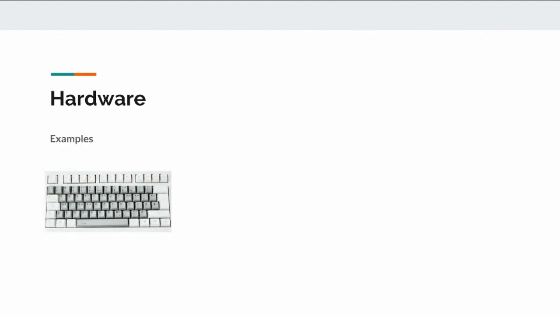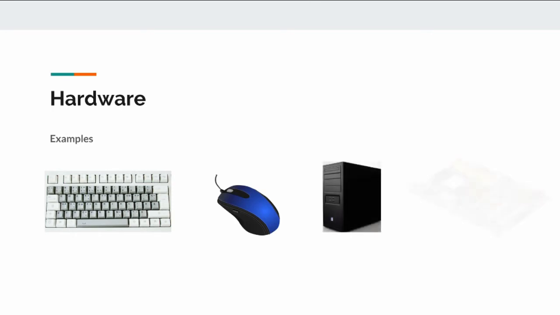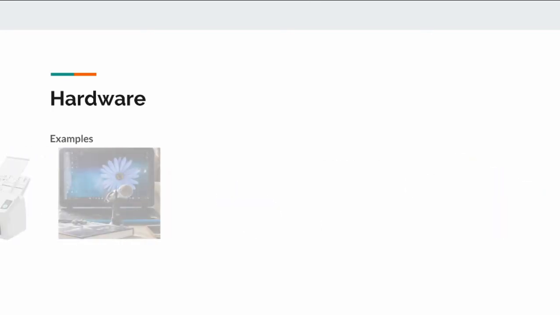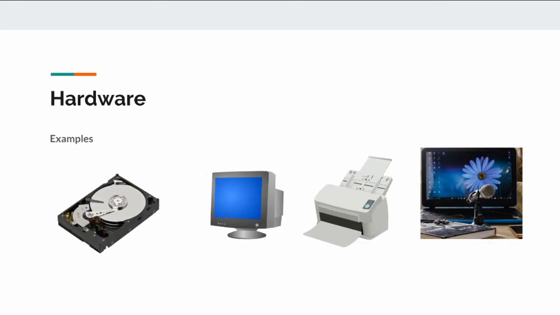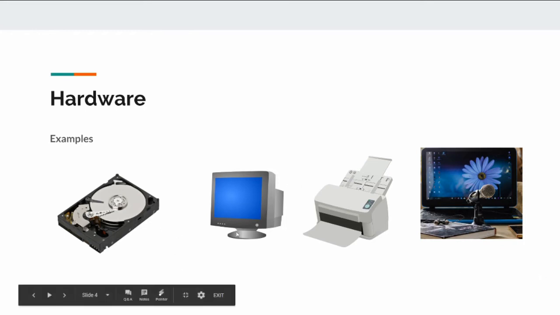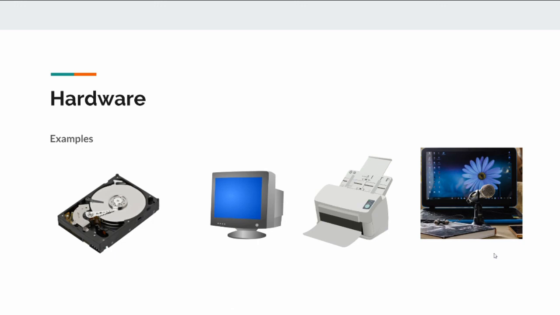We can take examples like keyboard, mouse, CPU, circuits, motherboard. Motherboard is a best example for the circuit boards, and these are also examples of hardware like hard disk, desktop, printer, and the mic that we connected. We can take many other examples like projectors that we connect to the computer. But all of these examples of hardware, we can touch physically and feel them. So these all are the hardware components that come under the concept of hardware.